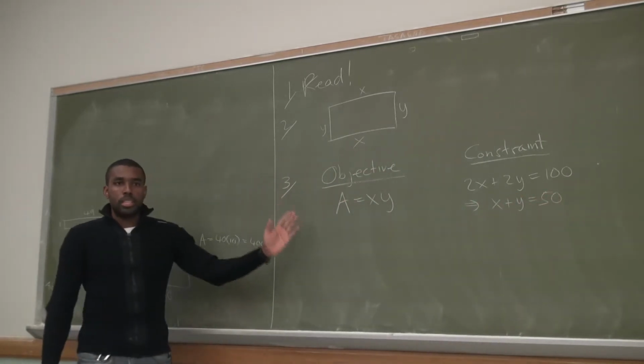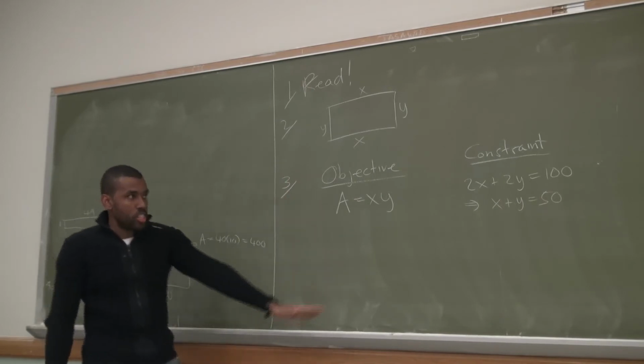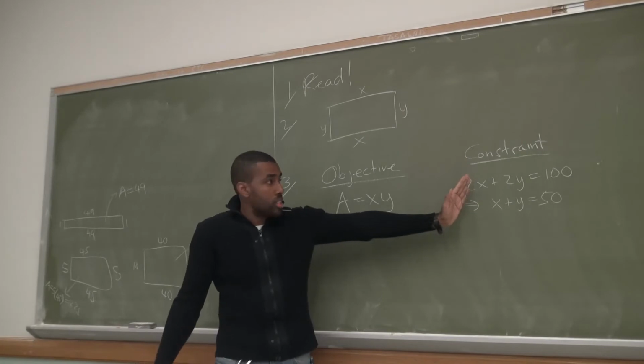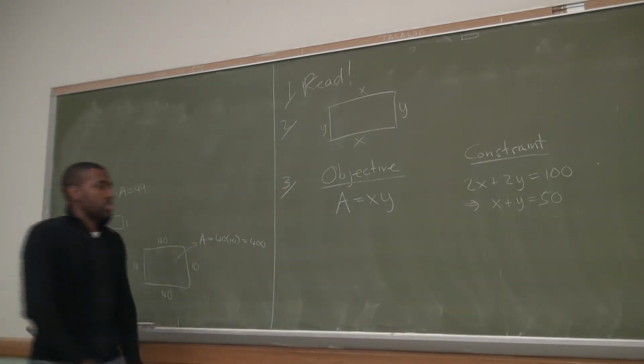But this is the objective and constraint. Objective, what do you want to maximize, or what do you want to optimize? Constraint, what's the thing that's holding you back? Okay. Now, what is step 4?